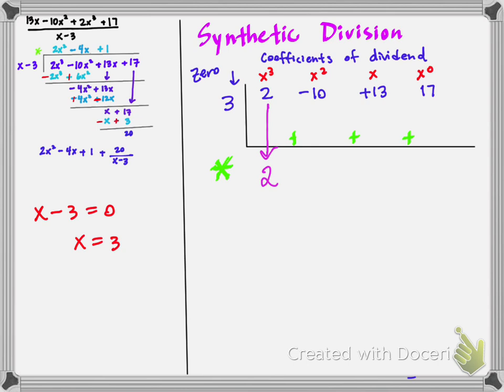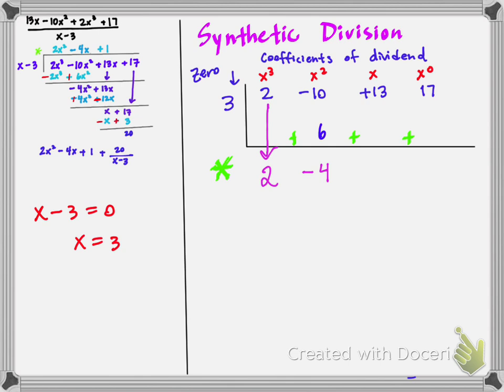Then you're going to take the outside number of 3, the 0, and you're going to multiply that with 2. And you're going to get the number of 6. That goes under negative 10 because that's the next thing you're going to do. You're going to now take negative 10 and add it with 6. Hopefully you agree when you do that, you get negative 4.